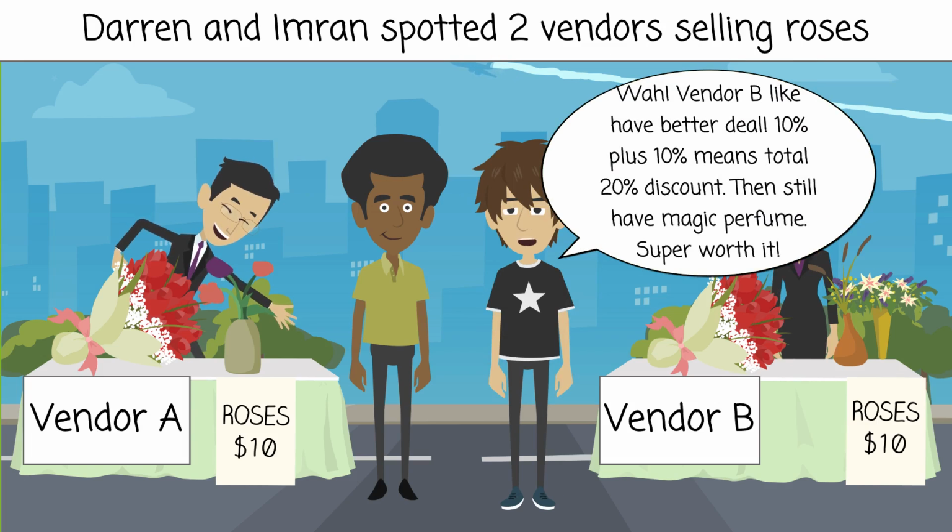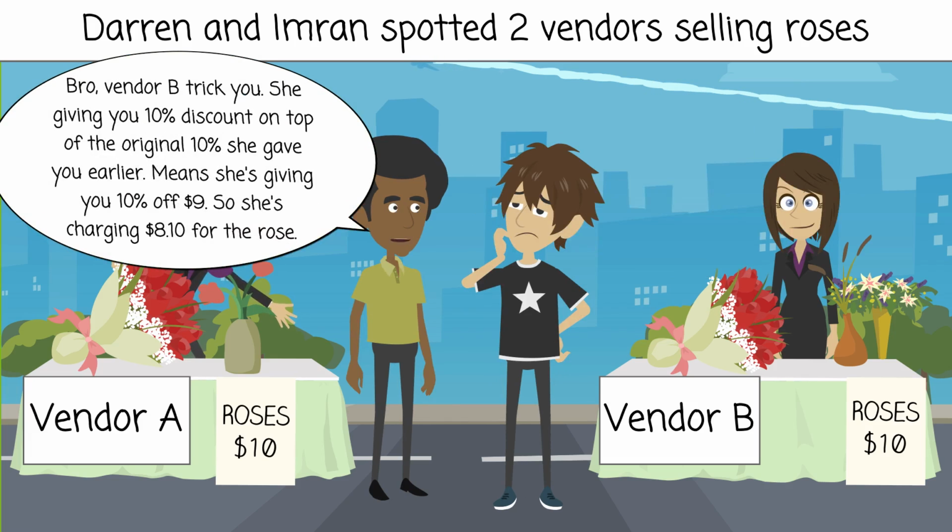10% plus 10% means total 20% discount. Then still have magic perfume. Super worth it. Bro, vendor be trick you. She giving you 10% discount on top of the original 10% she gave you earlier. Means she's giving you 10% off $9. So she's charging $8.10 for the rose.